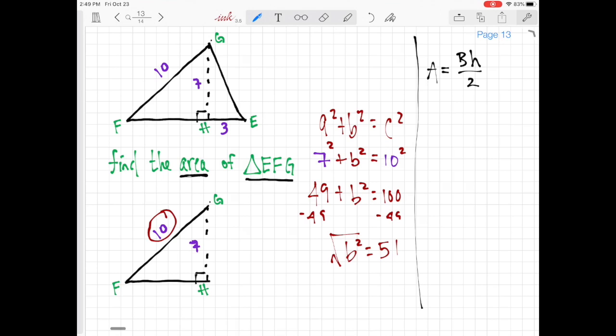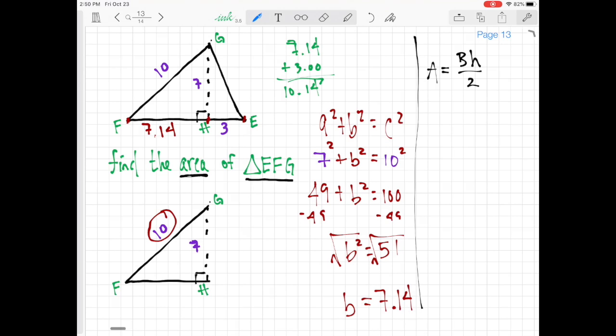If I take the square root of both sides, I have to use a calculator for this. Once I put it in the calculator, the square root of b squared is b, and the square root of 51 is 7.14. So now we can put that in up here. So that's 7.14. If I add these together, FH plus HE, that's 7.14 plus 3 gives me 10.14.